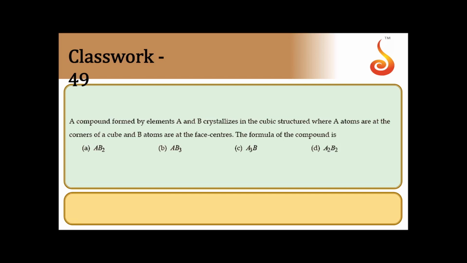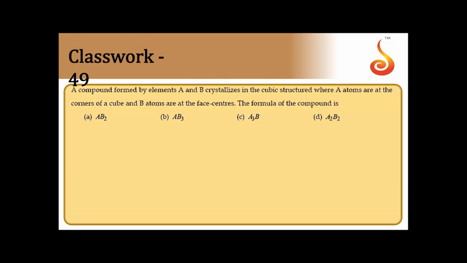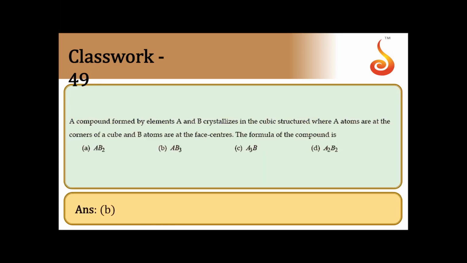49. A compound formed with the elements A and B, where A atoms occupy the corners and B are occupying face centers. A at corners means we have only one atom of A, and B is occupying face centers. There are 6 face centers, each one contributes half, means we have 3 there. So B atoms must be equal to 3. So it should be AB3. AB3 is option B. So B is the answer.